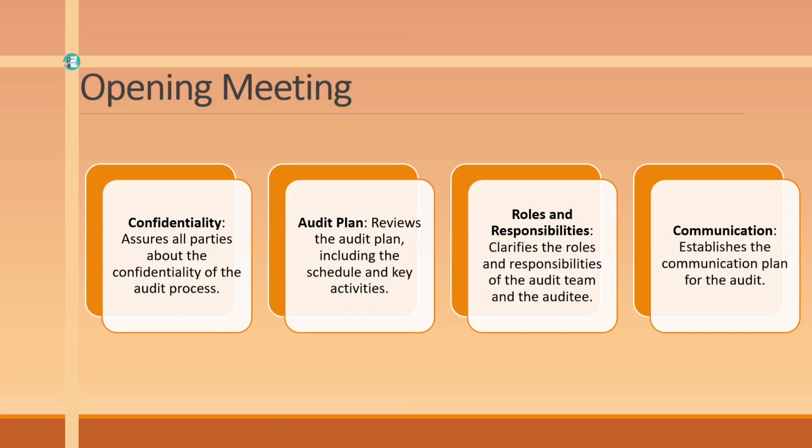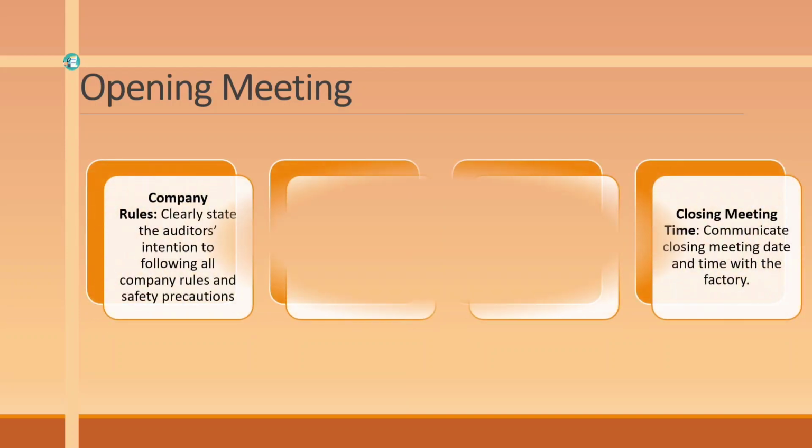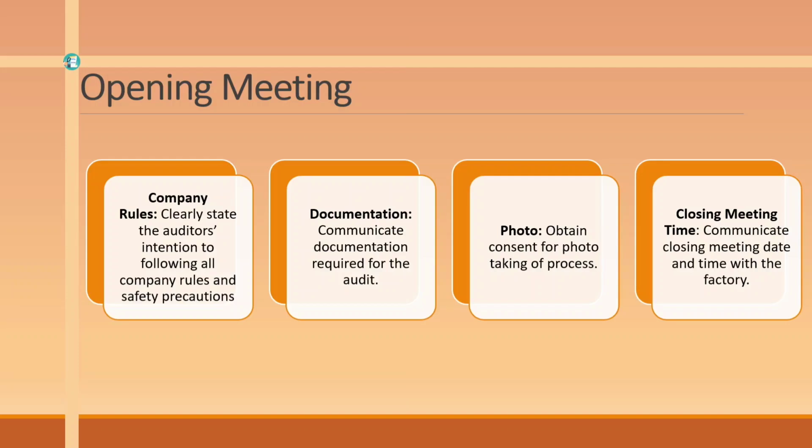Roles and responsibilities. Clarify the role and responsibilities of the audit team so that everyone understands their duties and accountability. Communications. Establish the communications plan for the audit. Ideally, a single point of contact should be there for effective communication. Company rules. Clearly state the auditor's intention to follow all company rules and safety precautions, which is also essential for auditor safety.